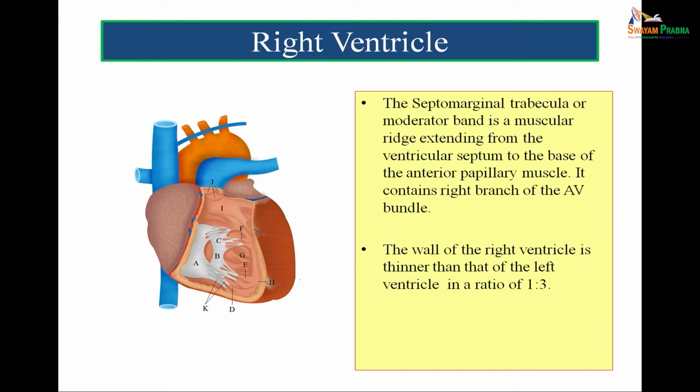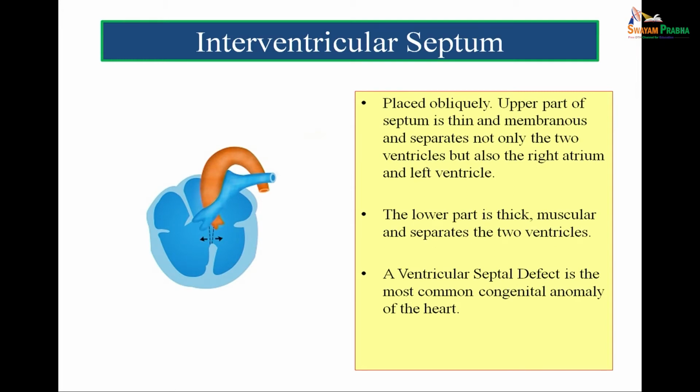So, this is also called the moderator band. Now, this is showing you the interventricular septum. The interventricular septum has got two parts. The upper part is thin and the lower part is thick. The upper part, which is thin, is separating not only the two ventricles but also the right atrium from the left ventricle. So, the lower part is thick.